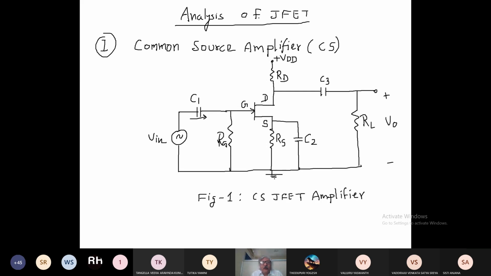What we have to do with the capacitors? First thing, making capacitors open circuit or short circuit? Short circuit. Yeah, because AC means there is some frequency, right?